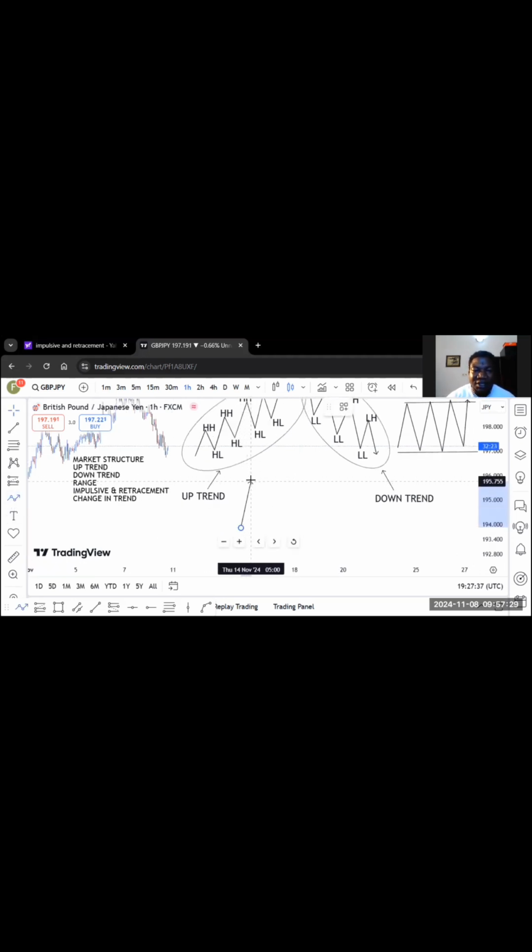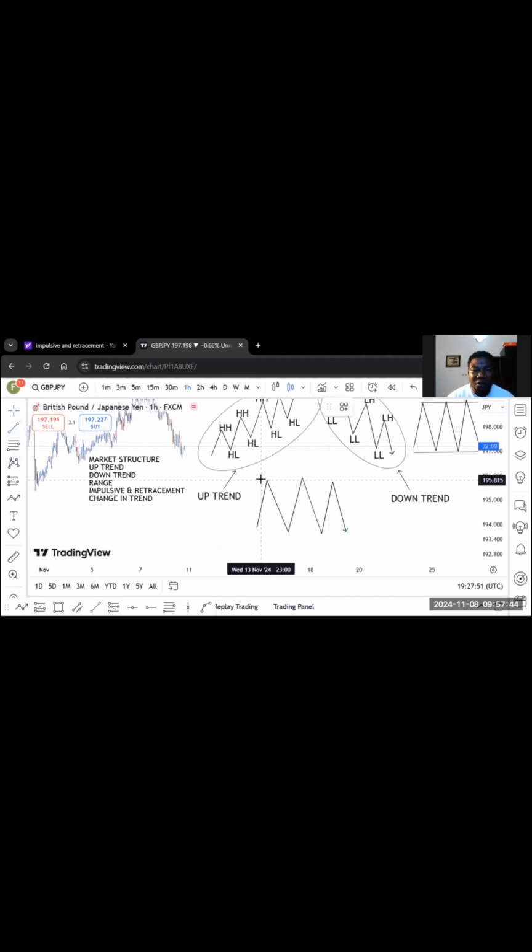When the market is ranging, it usually moves from one point to another. It is an order like this. So this is a clear characteristic of a range. Usually traders look for opportunity at the top to sell, and some look for opportunity down here to buy.